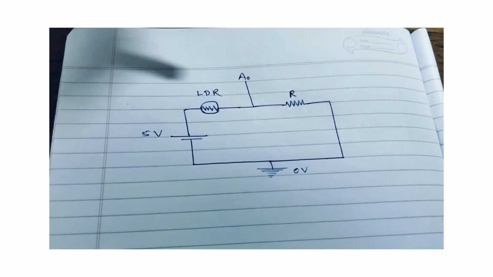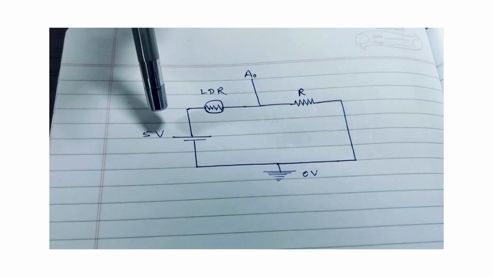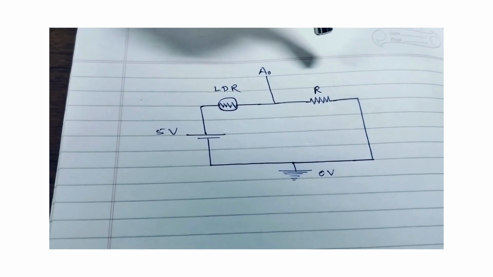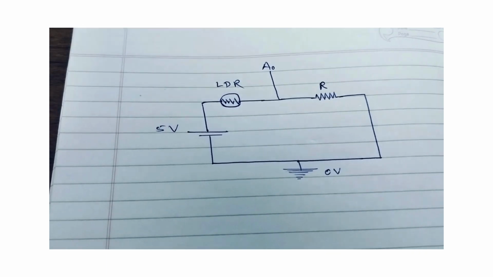I am going to describe the circuit diagram. As we can see in the figure, the LDR and resistor are both connected in series combination with the 5 volt output of Arduino Uno. The junction between the LDR and resistor is connected to the A0 analog pin of Arduino Uno.